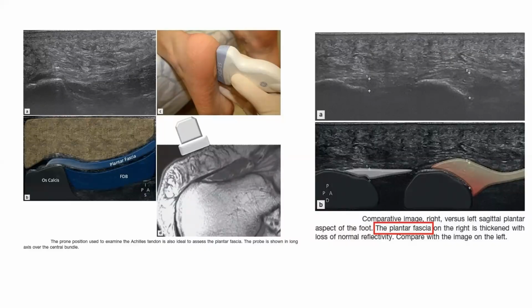One more, please tell. Sir, I want to know, can you show how to block this posterior tibial nerve? Okay, the posterior tibial nerve in the tarsal tunnel, you have already seen. You just put the probe in the tarsal tunnel.